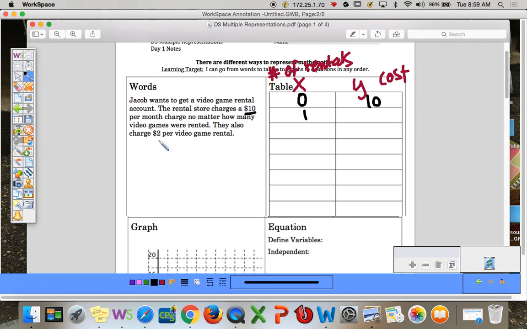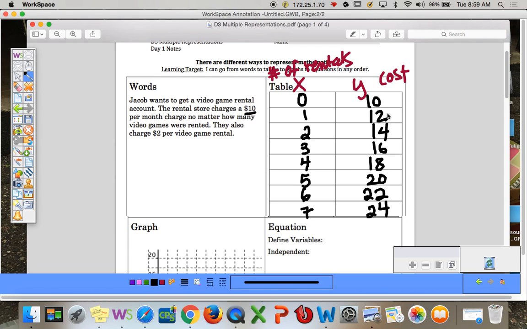For one rental, it's an additional $2. So we have our $10 plus an additional $2, that would be $12. For 2 rentals, it would be an extra $4 to our $10 a month, so this would be $14. For 3 rentals, let's go all the way up. So for 3, we have 3 times 2 is 6. 6 plus 10 is 16. And then we'd have 18, 20. You can see that these are all going up by 2. Okay, so we went from words to a table starting at 0. We had our initial cost, it's like the y-intercept, and then we knew it went up $2 per every rental.